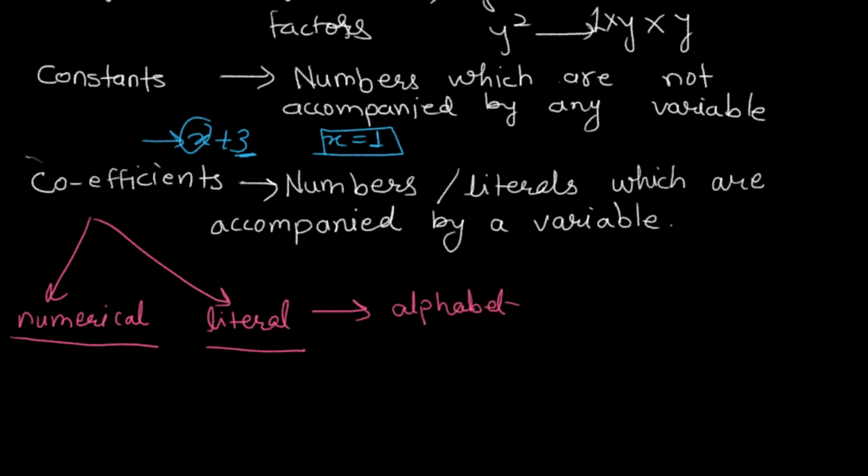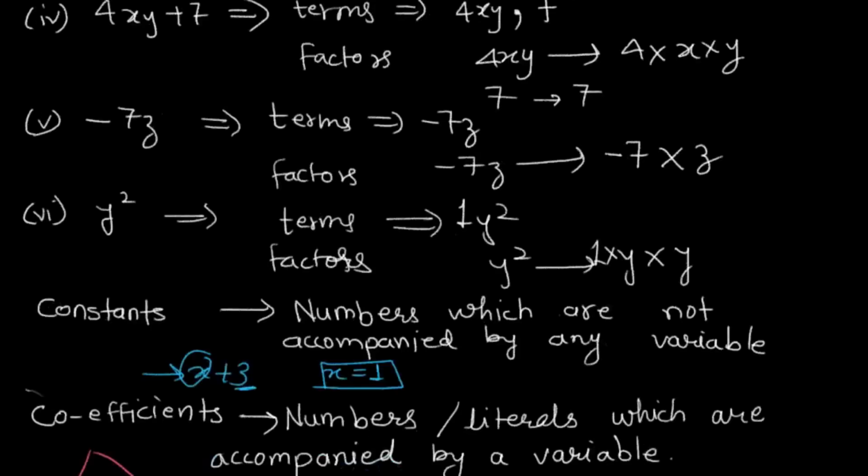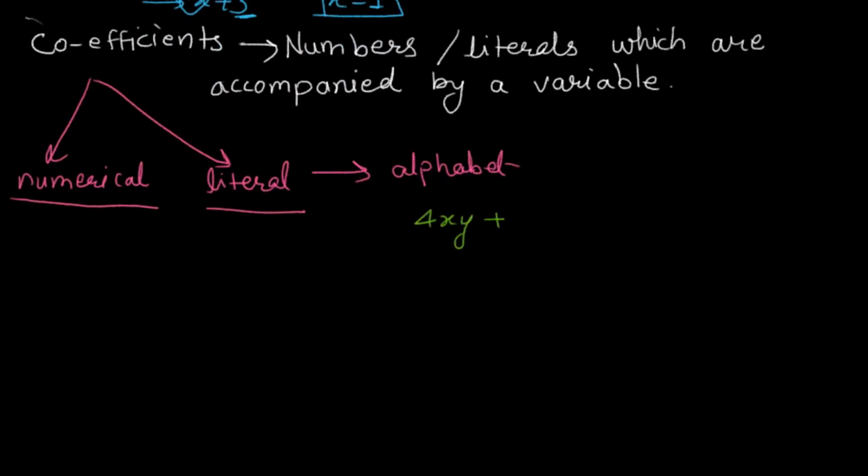So literal means, maybe I can say in this example, 4xy plus 7. Now here if I ask what is the coefficient of this y, then I will write 4x is the literal coefficient. Literal coefficient means a coefficient which contains both a number and an alphabet, that is a variable. So the variable, जो जिस coefficient में आता है, that coefficient is called a literal coefficient.